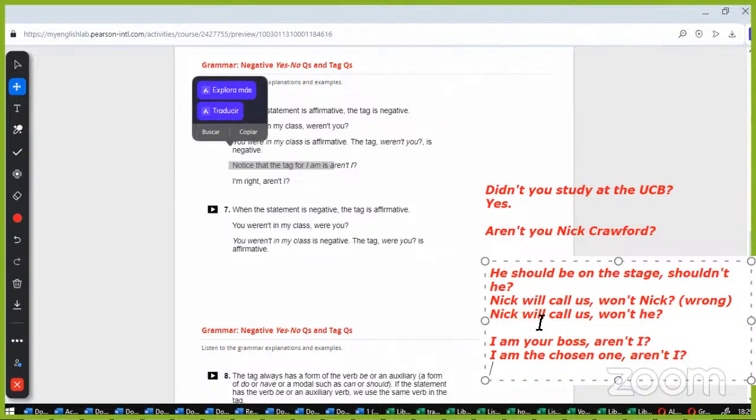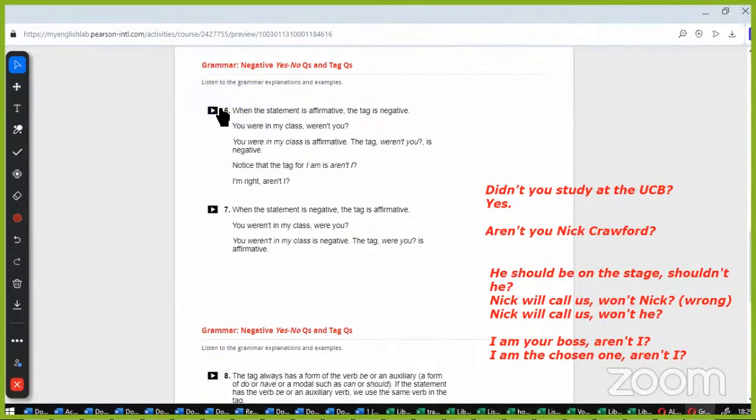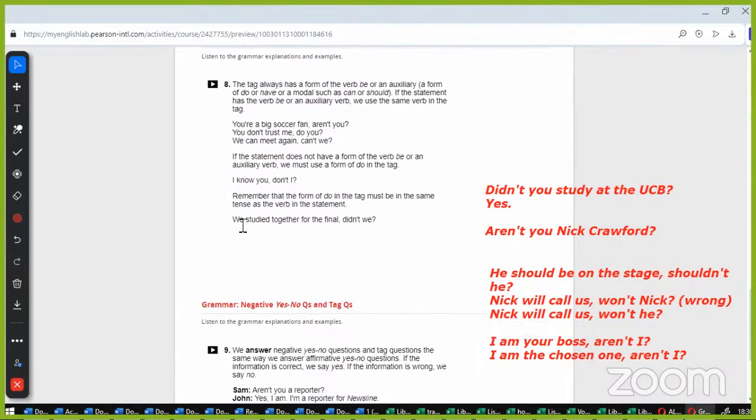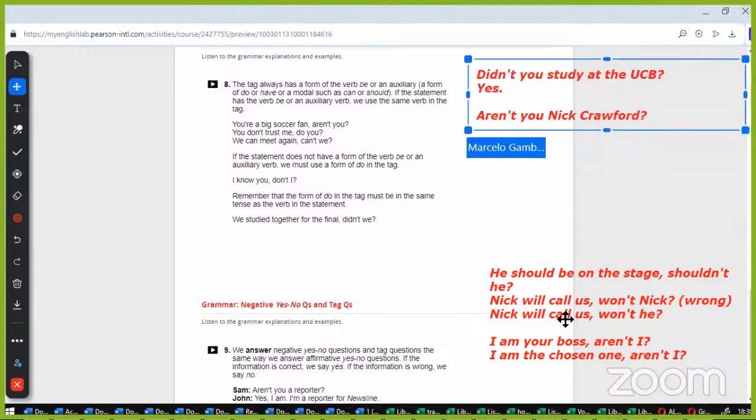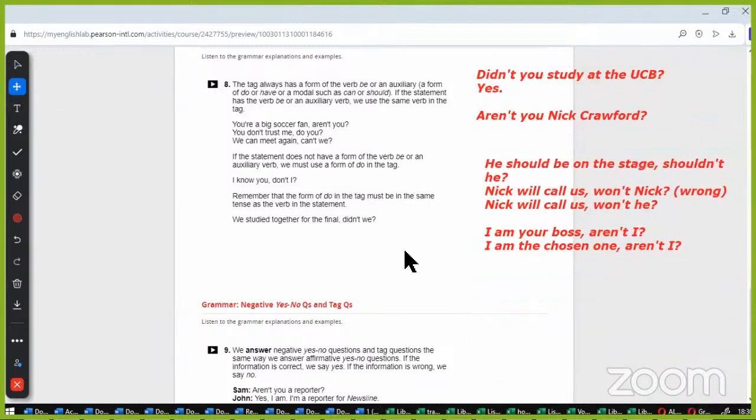And when the statement is negative, the tag is affirmative. You weren't in my class, were you? So you need to use the opposite form. If the statement is affirmative, the tag is negative, and the other way around as well. The tag always has a form of the verb be or an auxiliary. If the statement doesn't have that, then you need to use a form of do.